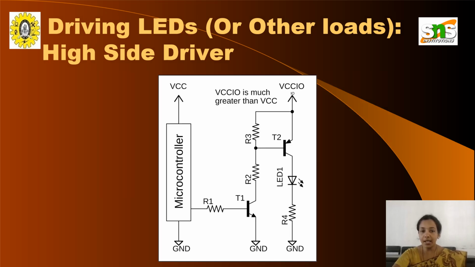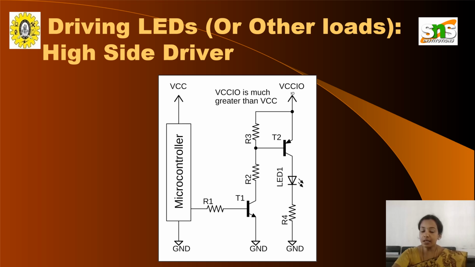Next one is driving LED, other possible circuits. The microcontroller VCC and ground will always be constant in all the circuits. The microcontroller is connected with the resistor R1 and transistor T1. The transistor T1 is connected with resistors R2 and R3. In between the resistors R2 and R3, we connect the transistor T2. So two transistors are there here, T1 and T2.